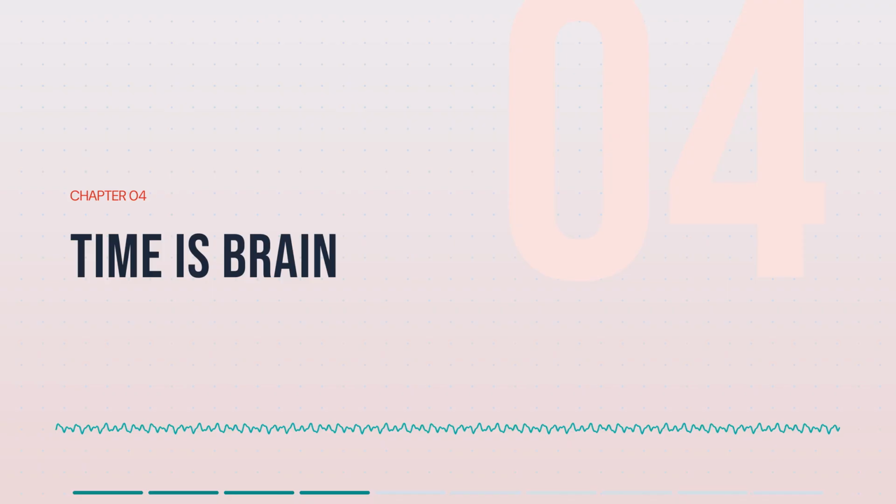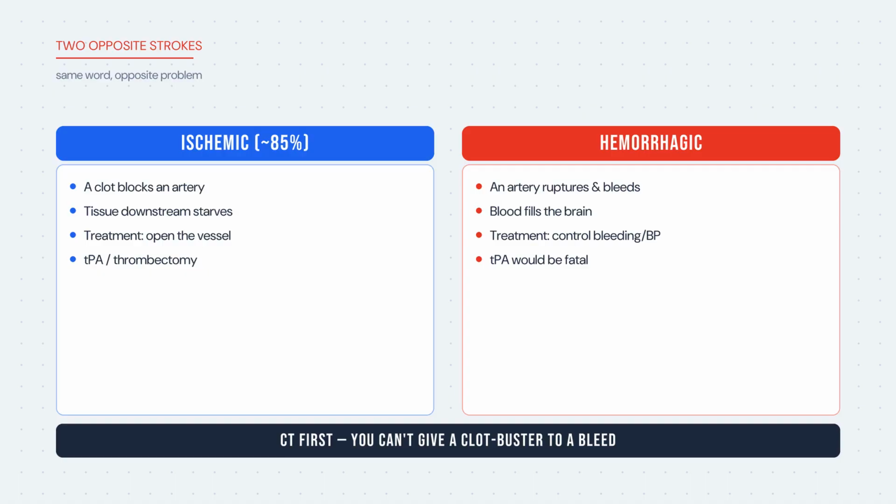Chapter 4. Time is brain. Stroke is the brain losing its blood supply, and there are two completely opposite ways it happens. In an ischemic stroke, a clot blocks an artery and starves the tissue downstream. That is about 85% of strokes. In a hemorrhagic stroke, an artery ruptures and bleeds into the brain. Same word, opposite problem. And this is why the very first step in any stroke is a CT scan, because the treatment for one is the exact thing that would kill the other. You cannot give a clot buster to a brain that is bleeding.